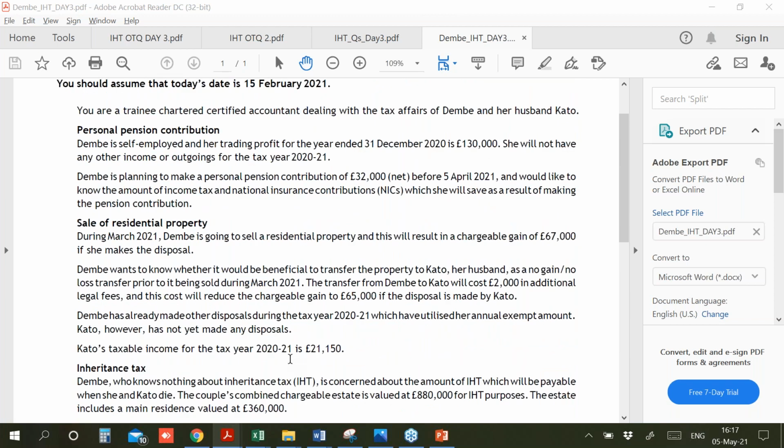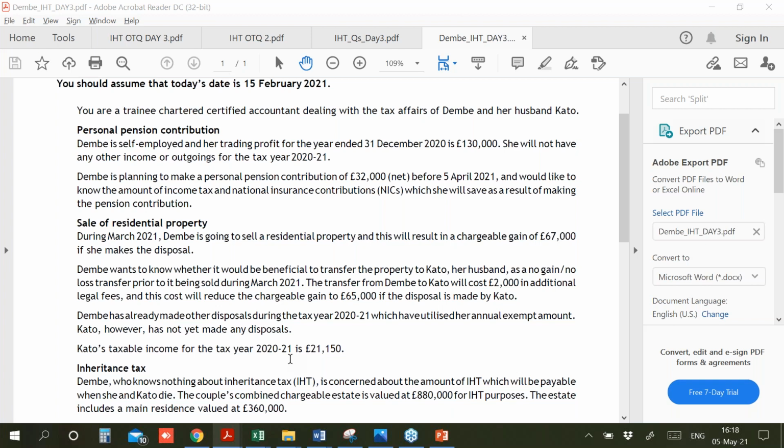You're a trainee chartered certified accountant dealing with the tax affairs of Dembe and husband Kato. I'm surprised that Dembe is a she. I mean, it's a female. Normally Dembe is the name of a male. Dembe is self-employed, and her trading profit for the year ended 31st December 2020 is 130,000.